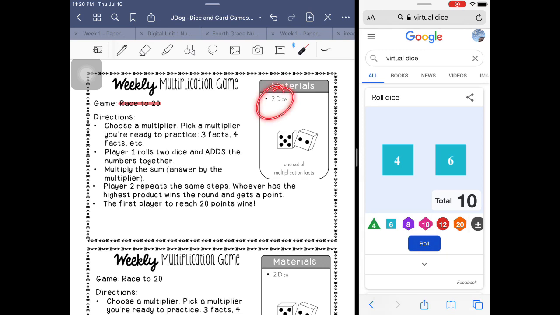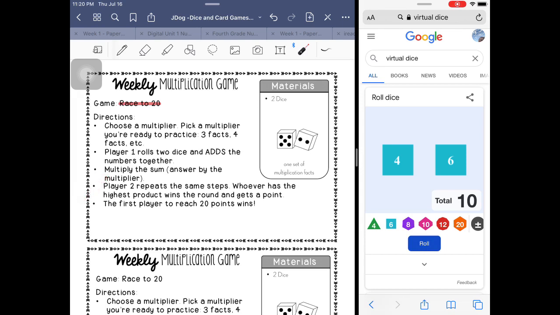In this one, you need 2 dice. You're going to choose a multiplier, just like in the other game. Pick a number that you're trying to practice, your 3s, your 4s, your 6s. Player 1 rolls 2 dice and adds the numbers together. Then you're going to multiply that sum by the multiplier.